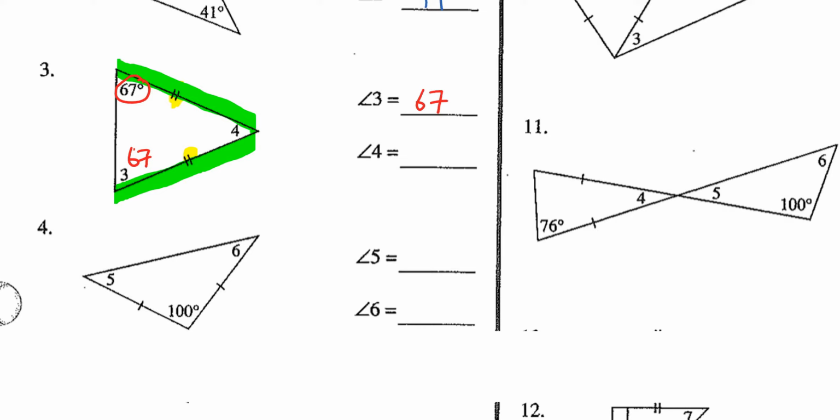And then in order to find angle number 4, we know that, once again using the same kind of concept, all angles in a triangle add up to 180 degrees, so I can take 180 degrees, subtract 67, and with that I should get 46 degrees for angle number 4 there.